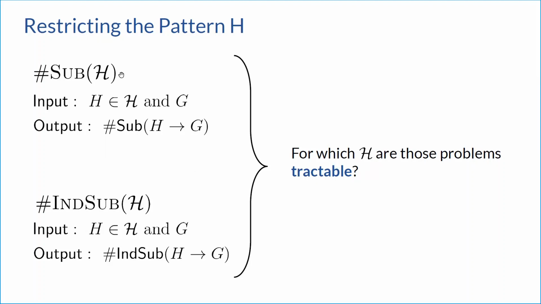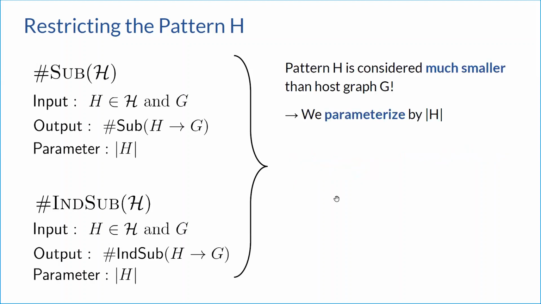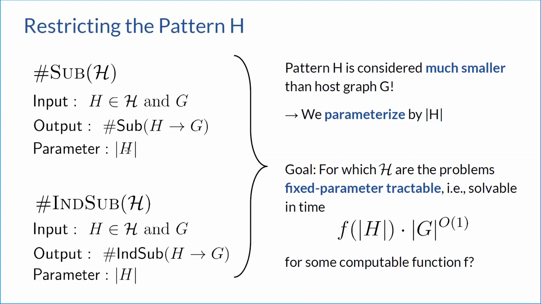As I said before, if curly H were the class of all complete graphs, then both problems would encode the clique counting problem, which is known to be hard. Now, by tractable, I actually mean fixed parameter tractable. We usually consider the pattern to be much smaller than the host, and we formalize this by parameterizing the problem by the size of the pattern. And then we don't ask for polynomial time tractability, but, as I said, for fixed parameter tractability.